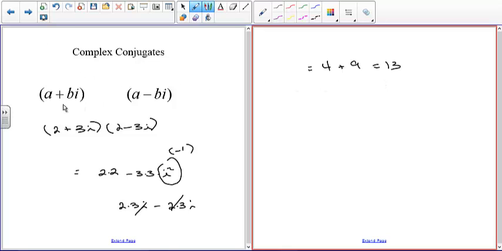This is used if you're trying to simplify a complex number that has a complex denominator. And typically you want to have a real denominator, so you can use this property: multiply the denominator by the complex conjugate and the numerator by the same complex conjugate.